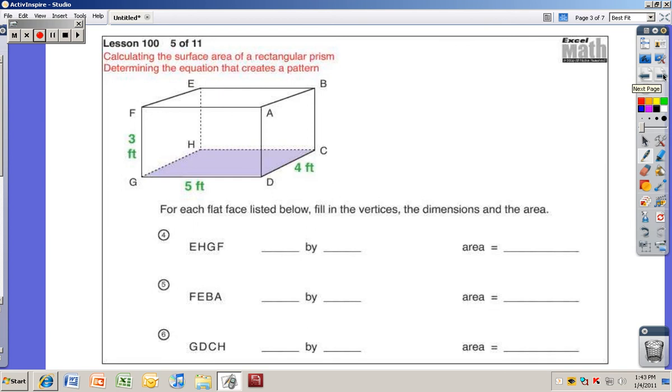All right, how about number, I want you to go ahead and try 4, 5, and 6. Pause the video and then turn it back on once you have the answer.